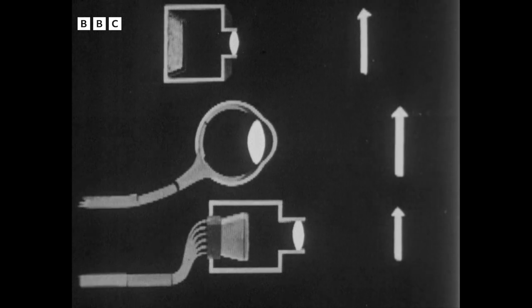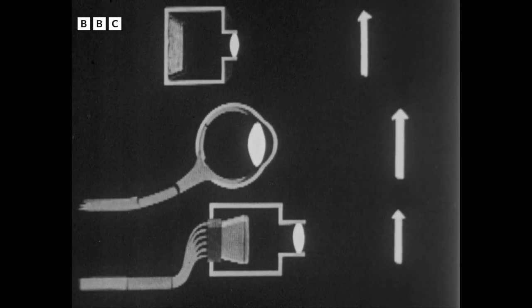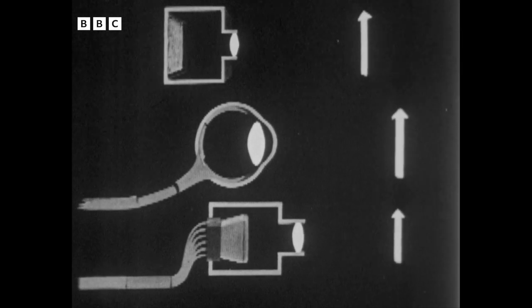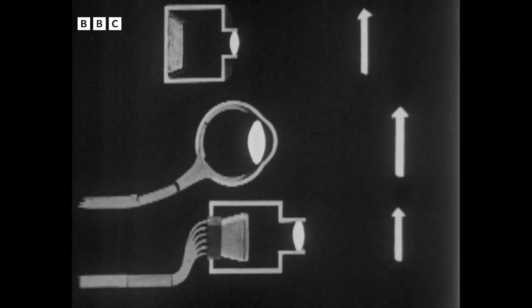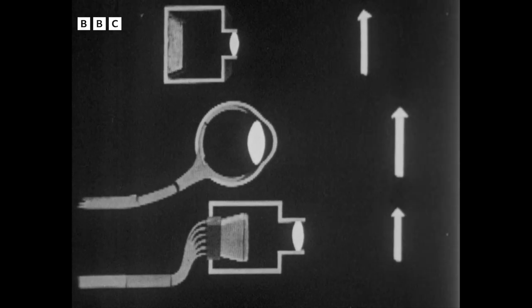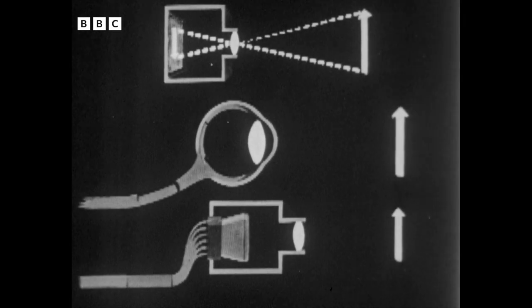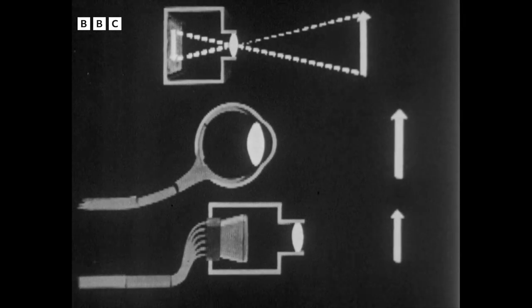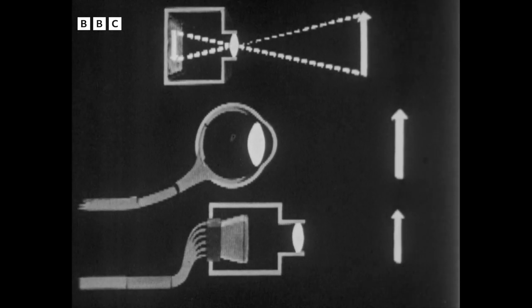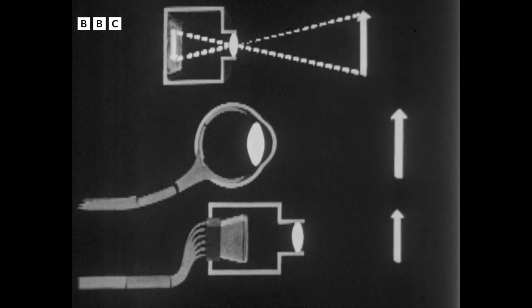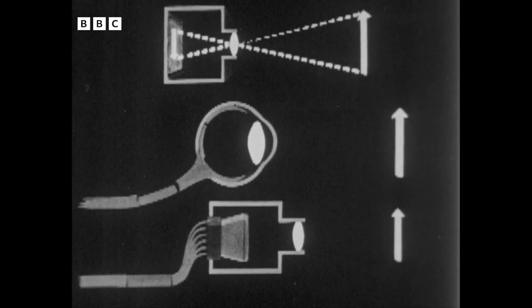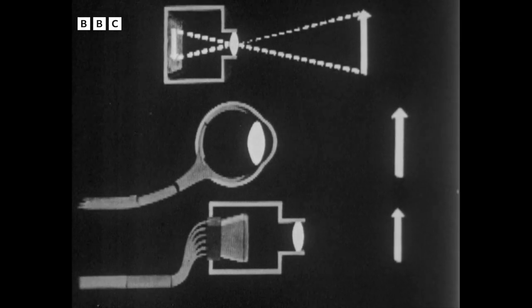Let's begin by considering three things. First, the camera. Secondly, the human eye. And thirdly, the television camera itself. Now, in the case of the ordinary camera, the light goes from the object through a lens onto a sensitive plate at the back. This sensitive plate is the photographic plate, and it undergoes a chemical change when the light hits it. And by dipping it in suitable solutions, you can make your permanent photographic image.